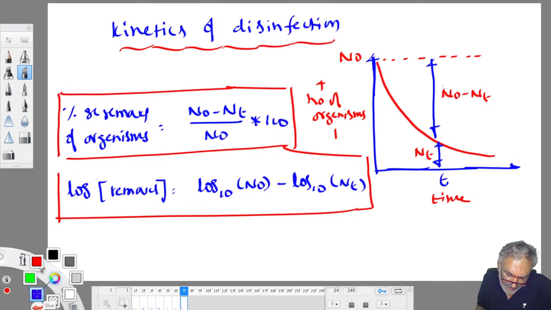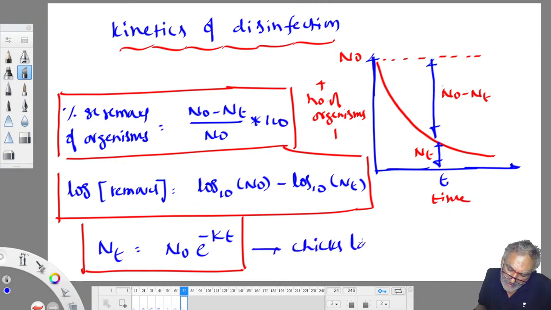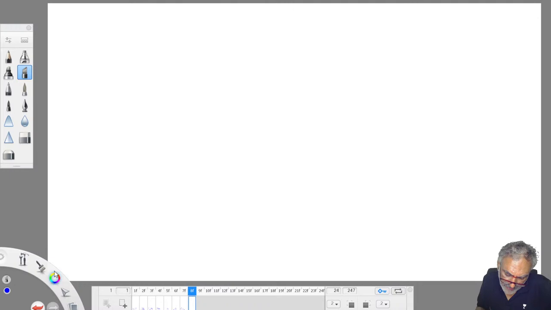Similarly, the number of organisms remaining at any time t, nt, is equal to n0 into e power minus kt. This equation is known as Chick's law. Chick proposed this equation, and people call it Chick's law. Here k is the disinfection rate constant, and t is the contact time or exposure time or detention time. All these relations are very useful, and you can also work out efficiency of removal, which is nothing but percentage removal of organisms.